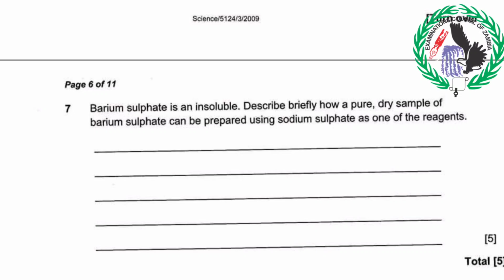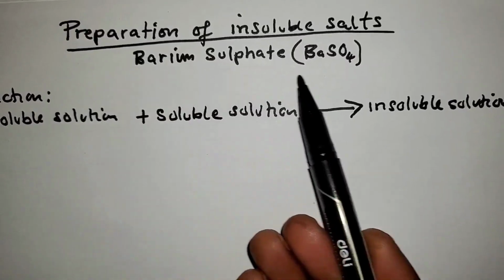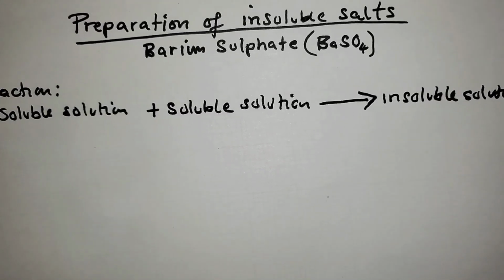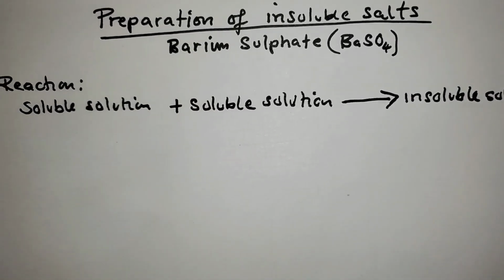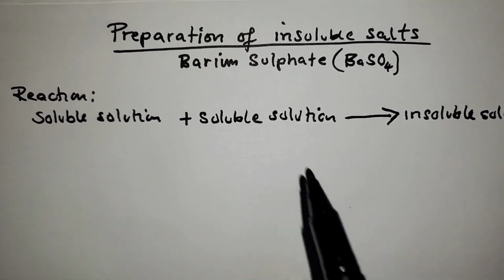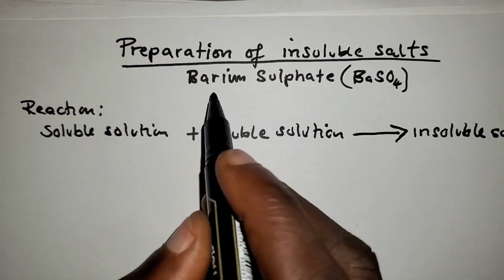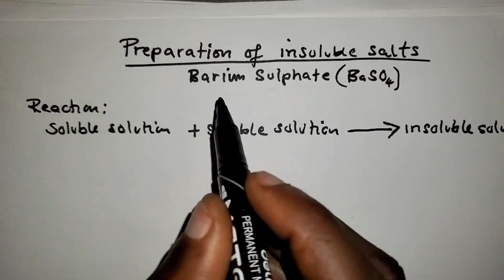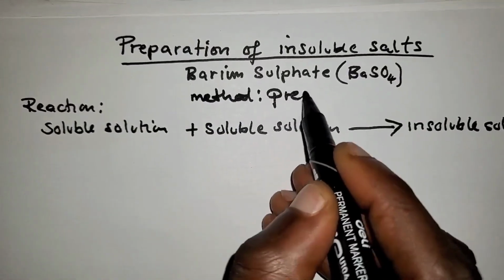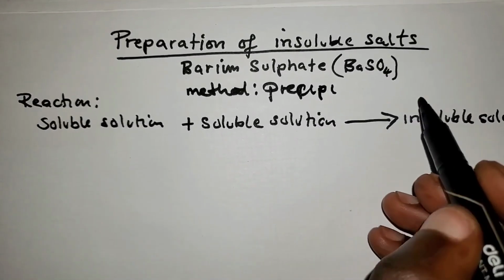Guys, let's look at preparation of insoluble salts. Specifically, we look at barium sulfate as an example of an insoluble salt that we are going to use as an example for this lesson. Now, you should know that for you to prepare barium sulfate, the method of preparation is precipitation.